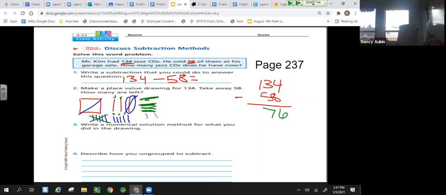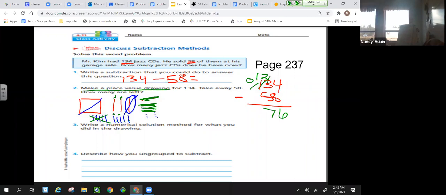So, we just used a place value drawing to find the answer. We didn't even have to make a new group, did we? No. So if we say 4 minus 8 is 6, that's because we took a 10 and made it 14. 2 minus 5, you can't do. We ungrouped that 100, made 10 tens, and 12 minus 5 is 7. So we can always make a place value drawing to help us check our work.